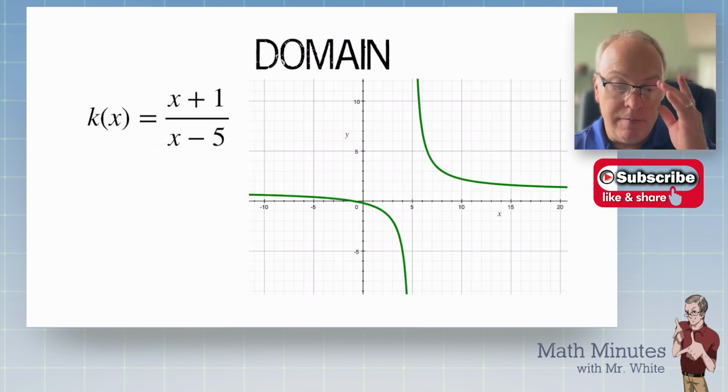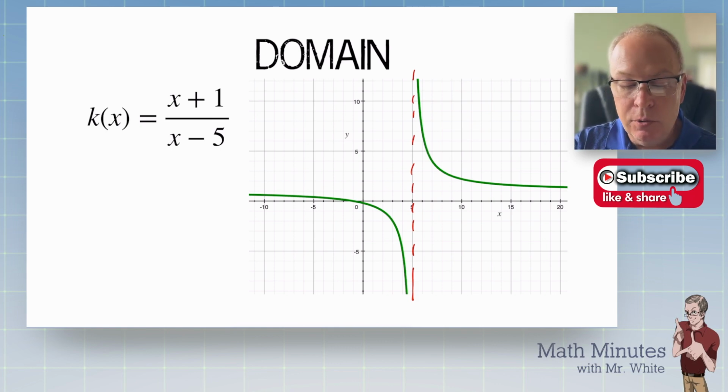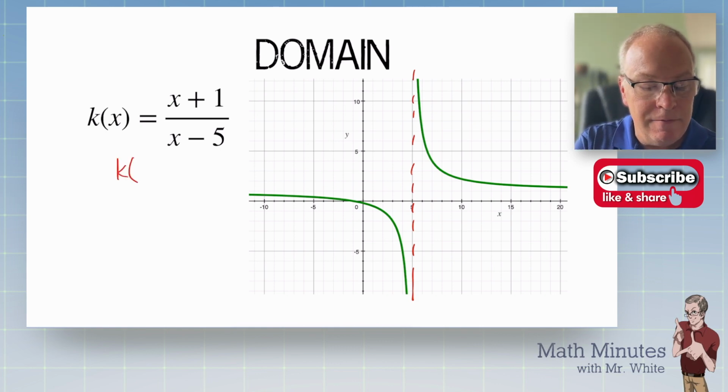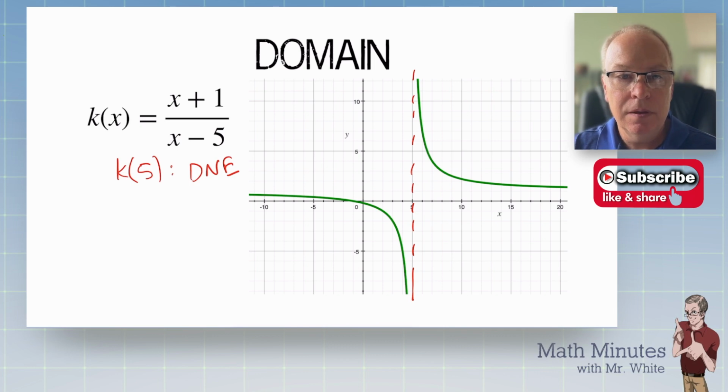This was a rational function. Rational functions sometimes have these things called asymptotes. They are values that get skipped, that the function never goes through. So if you were to try to find k of 5, the answer would be it does not exist. Your calculator would say error. In that part of the table, your TI-89 would say error on there. So it doesn't exist there.